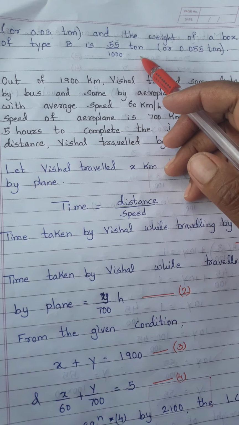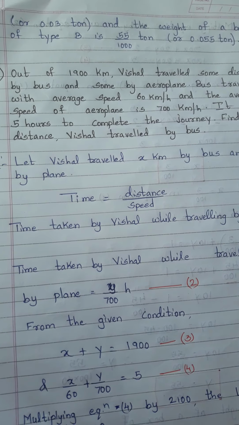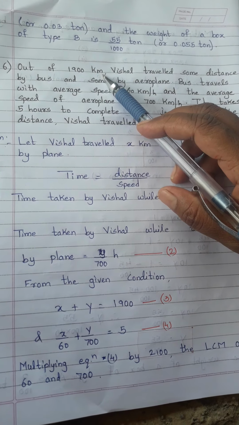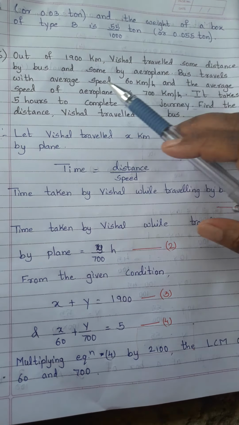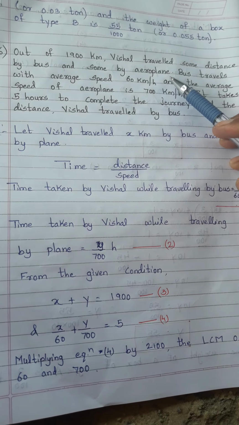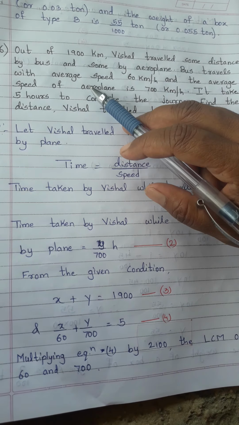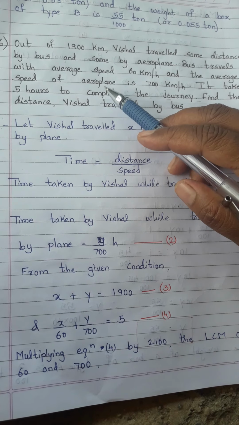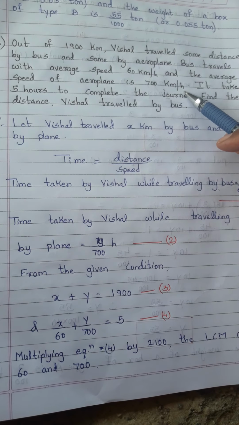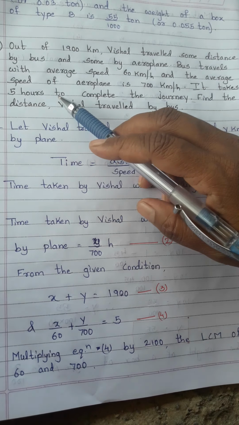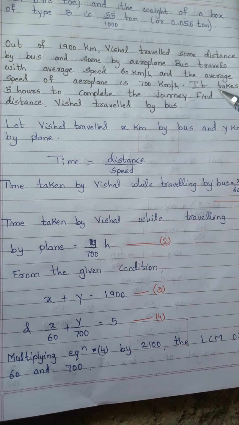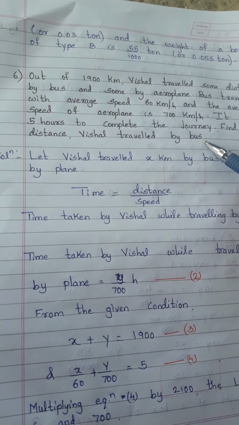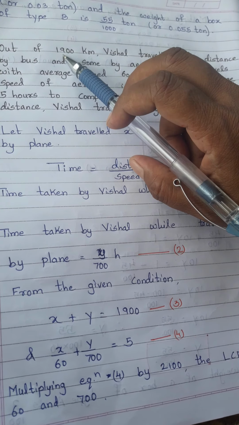Now I am going to tell you question number 6. Our question number 6 is: out of 1900 km, Vishal traveled some distance by bus and some by aeroplane. Bus travels with an average speed of 60 km per hour, and the average speed of the aeroplane is 700 km per hour. It takes 5 hours to complete the total journey. Then we have to find the distance Vishal traveled by bus. That means the total distance is 1900 km.